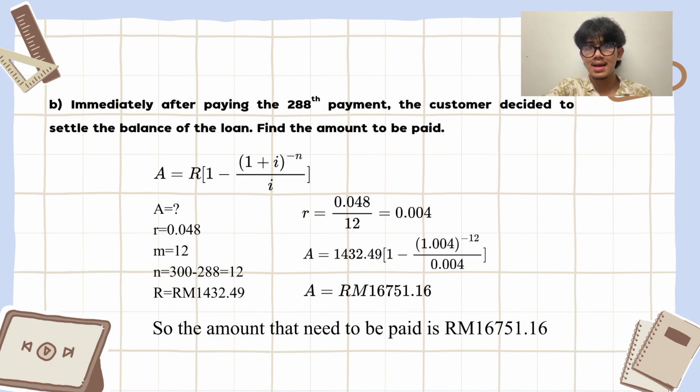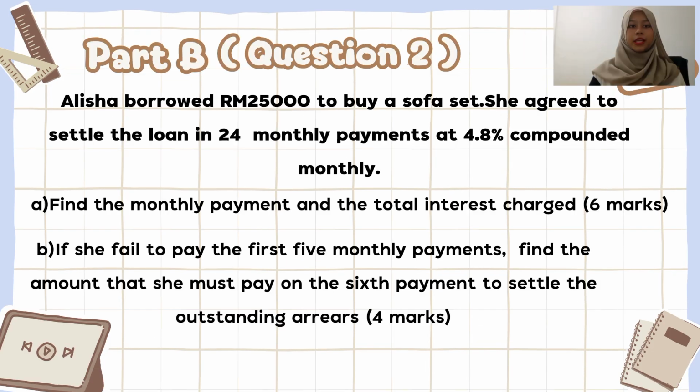Next, we find how many payments are left after the 288 payments. So total payments are 300 and payments made are 288. So the remaining payments are 300 minus 288 equal to 12. Now we substitute the values into the formula. When we calculate the expression inside the bracket, we get the amount of the remaining loan balance. So A equal to RM16751.16. So the amount the customer needs to pay to fully settle the loan after the 288 payments is RM16751.16.